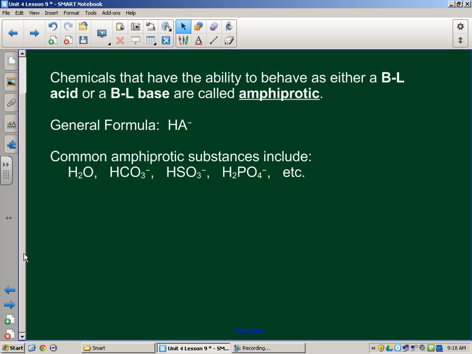And this is important. If you want a tough question for figuring out Kas and Kbs, these are the ones. These ones have some work to do before we actually get to that. We're going to show you an example here coming up. Common amphiprotic substances include H2O, HCO3 minus, HSO3 minus, H2PO4 minus, etc. What they're saying basically is if you look at these, let's find this one here, guys. HCO3 minus, for example. I guess we could have started with water, it's even easier, but HCO3 minus.